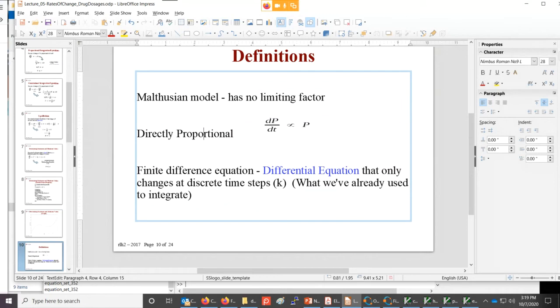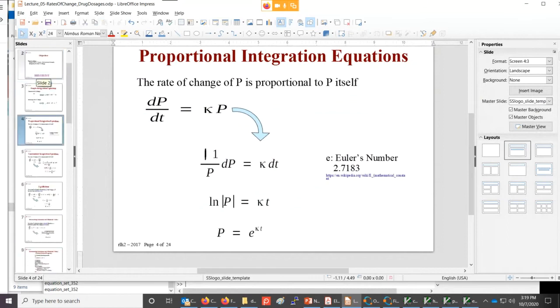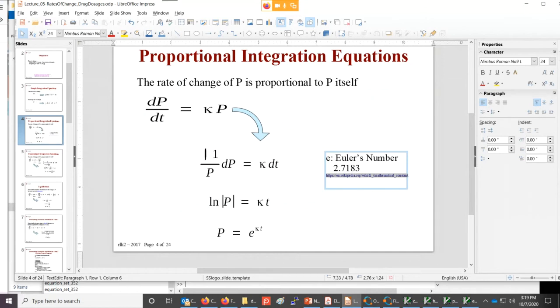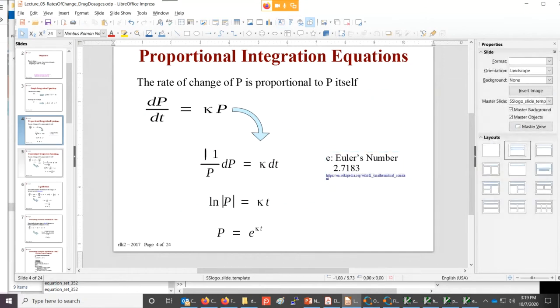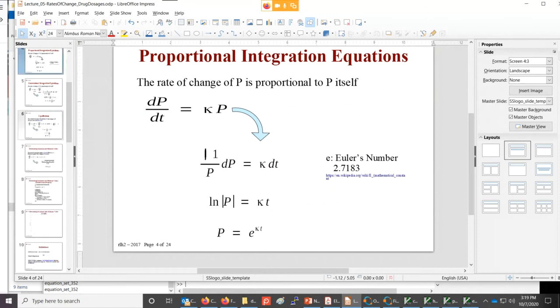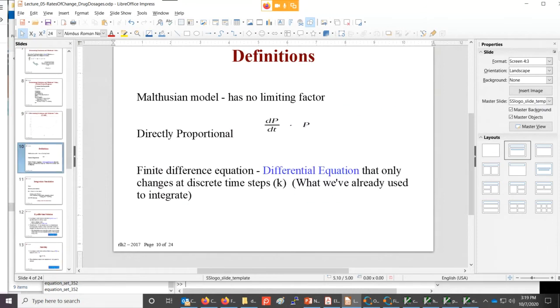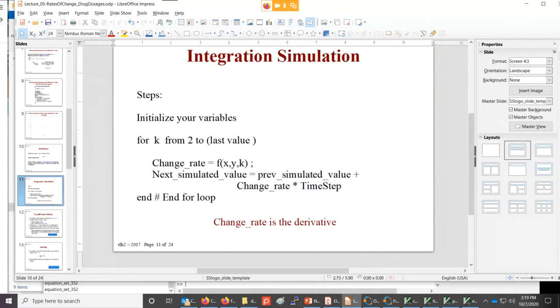We know the solution to that, right? I gave you that solution right here. So here's the Malthusian model. The derivative is proportional to some value kappa times the population itself, and that gives us this e to the kappa times the time. And so we see this natural number e popping up here. So we know what the solution looks like, but what we're going to do is solve it numerically.